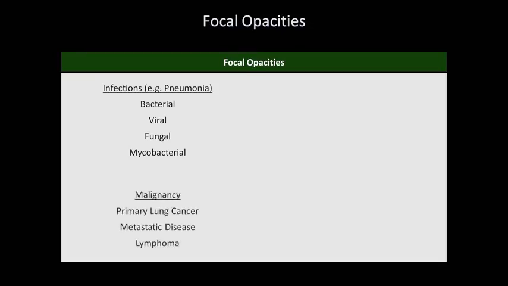What are some of the etiologies of focal opacities? Obviously, there are infections, that is pneumonia, which can be bacterial, viral, fungal, or mycobacterial. There are malignancies, which can be primary lung cancer, metastatic disease, or lymphoma. And other etiologies include pulmonary infarction, pulmonary hemorrhage, vasculitis, and eosinophilic pneumonia.